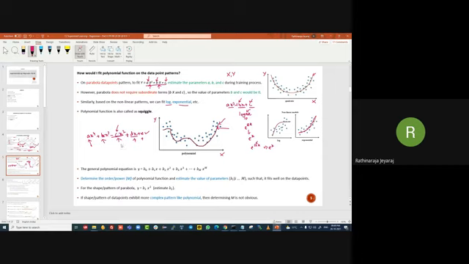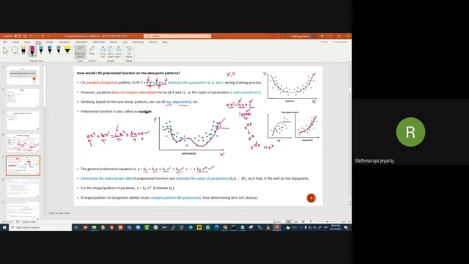That's it. This is called fitting a polynomial function on the data points. Now you understood roughly how we fit the polynomial function on the data points and what it really means. The general polynomial equation is this: we start with b0, then b1 x, b2 x square, b3 x cube, until bm x power m.